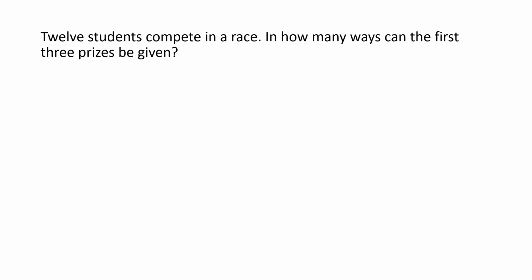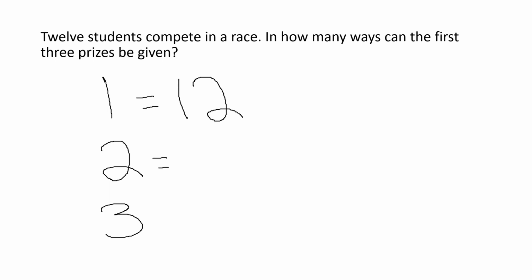This one requires a little bit of thinking, okay? It says 12 students compete in a race. In how many ways can the first 3 prizes be given? So we have first place, we have second place, and we have third place. Now, obviously, if there are 12 students racing, that means for that first slot, 12 people can get that. When we get to the second slot, though, one of those people in the race has already completed the race, which means the second slot only has 11 people to choose from. And then when we get to the third place, the first and second person have already crossed. That means we only have 10 people to choose from for that third spot.